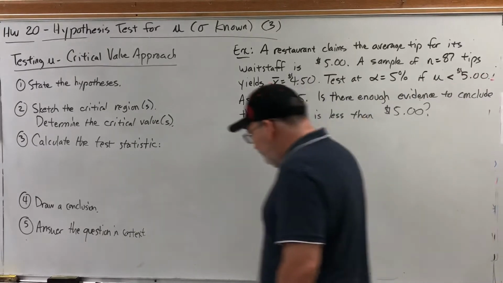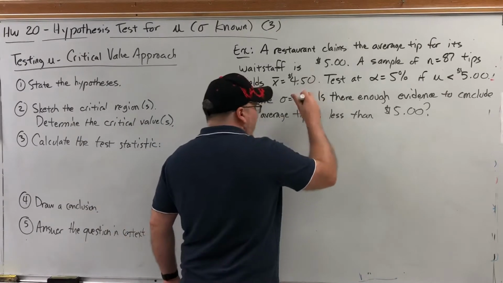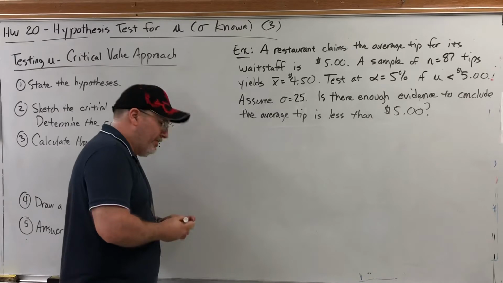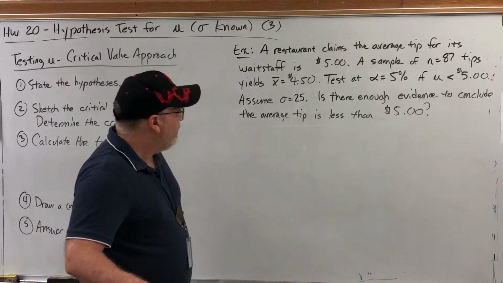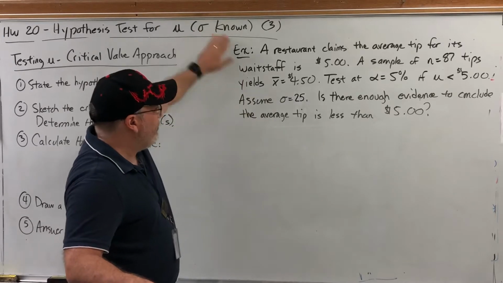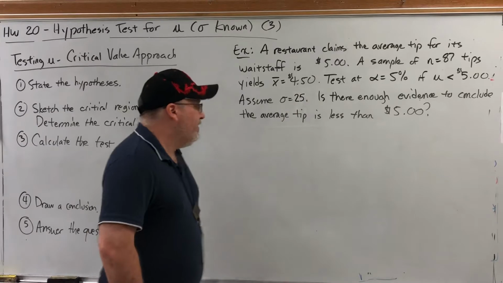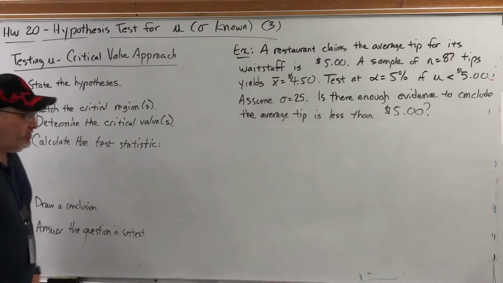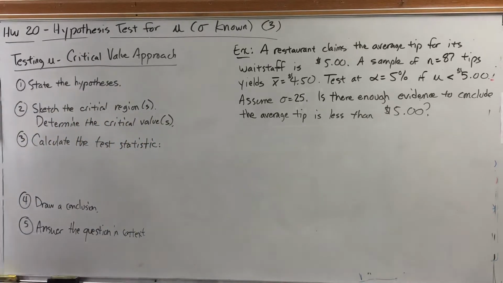We're going to assume that the population standard deviation, this was supposed to be 25. Well, we could do it with 5, and if I remember, at the end, we might ponder what would happen if this were 5. But remember, in this section, we're assuming that we know the population standard deviation. Is there enough evidence to conclude the average tip is less than $5? I know the evidence suggests it, but is it enough evidence? All right, let's go through the 5 steps.